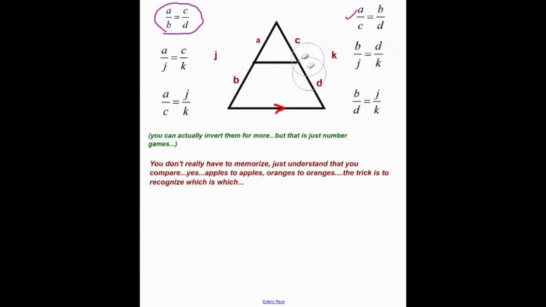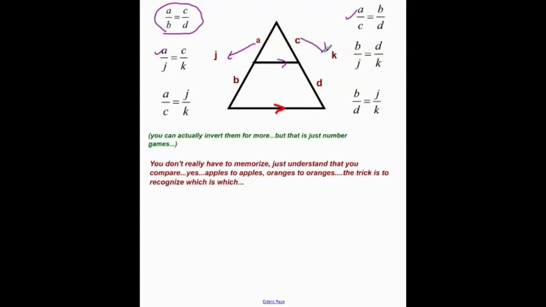And it can continue on. Now, I have to keep my parallel line in there. I can compare A and J, so I can write A over J right here. But I have to do the same thing for the other side. I have to compare C to K.